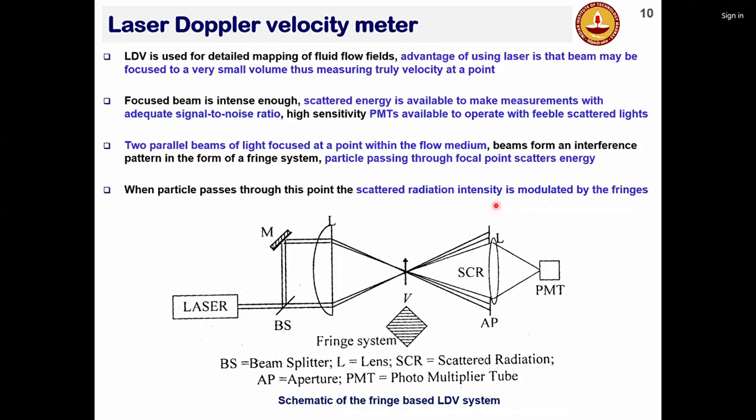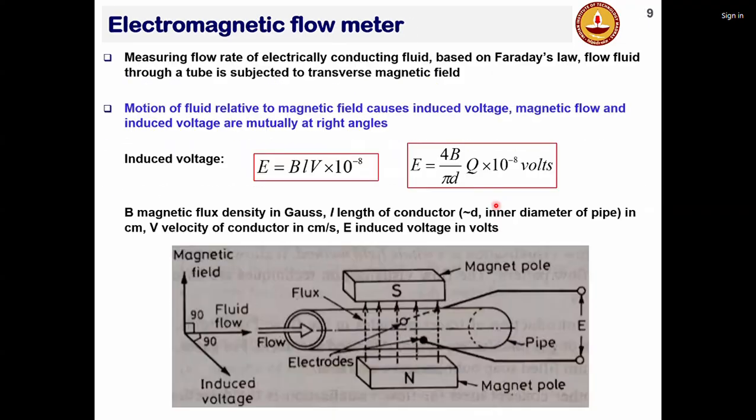Okay, so having discussed the magnetic flow meter, let us talk about the laser Doppler velocimeter. This is also known as the LDV system. This LDV, or laser Doppler velocimeter system, can be used to measure velocity at various points in the flow field.